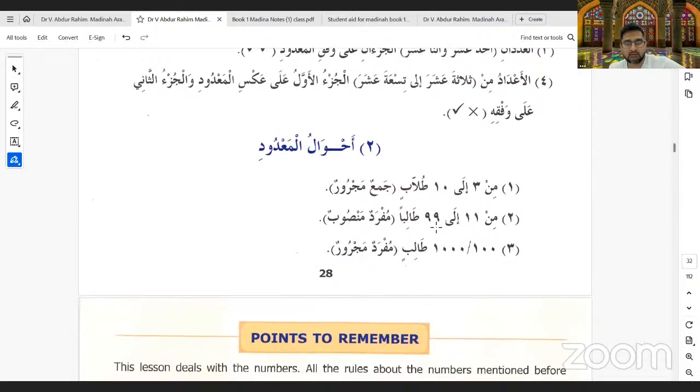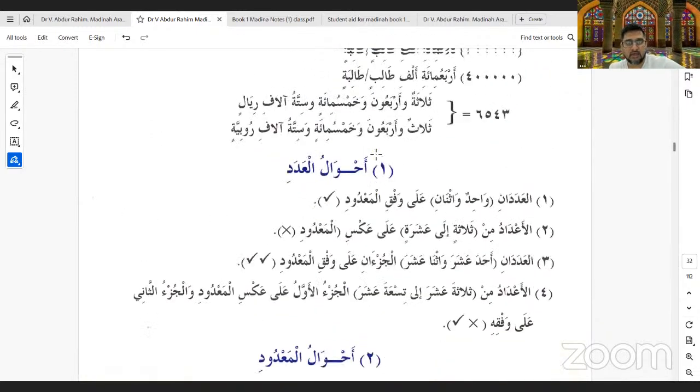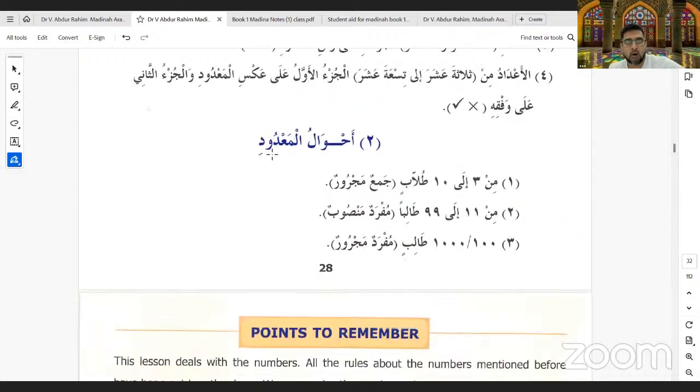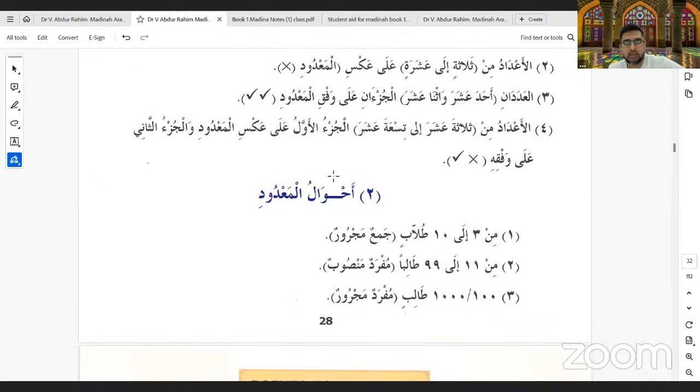And then it says this is the actual changes, the numbers, and then the actual ahwal al-ma'dud. So how would the ma'dud come? That was about the numbers. Now here it's about the harakat. From 3 to 10, it will be plural with a kasra, majroor. 11 to 99 will be singular and mansoob.